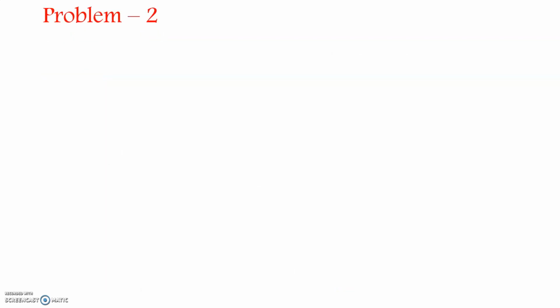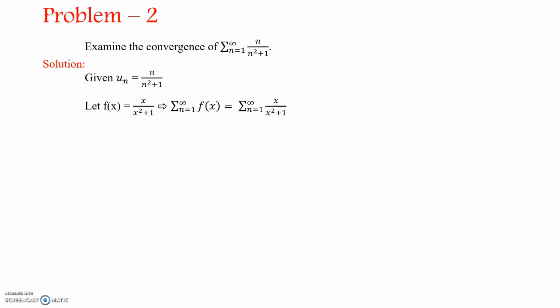Next we go to the next problem. Examine the convergence of summation n is equal to 1 to infinity n by n square plus 1. Solution. Given un is equal to n by n square plus 1, let f of x be equal to, just replacing n by x, x by x square plus 1. Now taking the summation on both sides, we get summation n is equal to 1 to infinity f of x equal to summation n is equal to 1 to infinity x by x square plus 1.